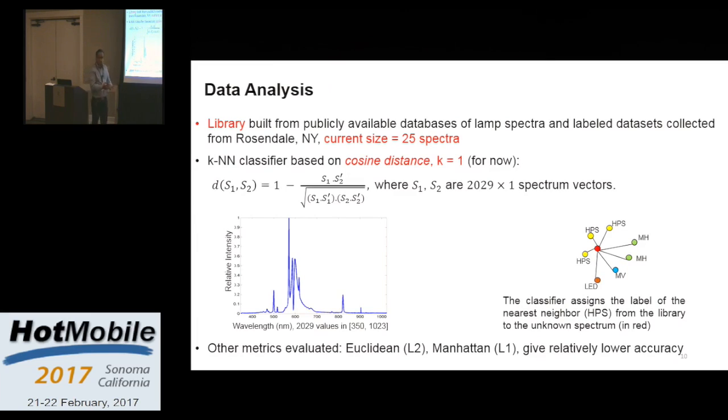And we tried out the nearest neighbor algorithm, right? That's the simplest thing that you can do here. And it turns out the cosine similarity metric worked pretty well for us, right? We also tried out simple things like Euclidean and Manhattan distances, which don't give as much accuracy. So what does the classifier do? It just takes the unknown sample, removes the fake peak, scales it down, and then computes the nearest neighbor in the library, right? And associates this. For example, this is a high pressure sodium lamp. It's scaled down already, and the nearest neighbor in the library would, with a high success rate, be a high pressure sodium.